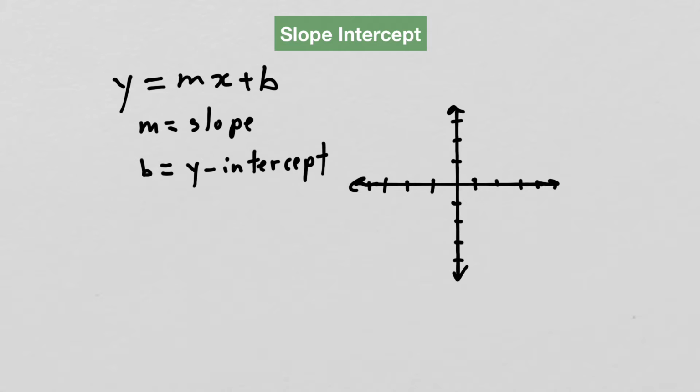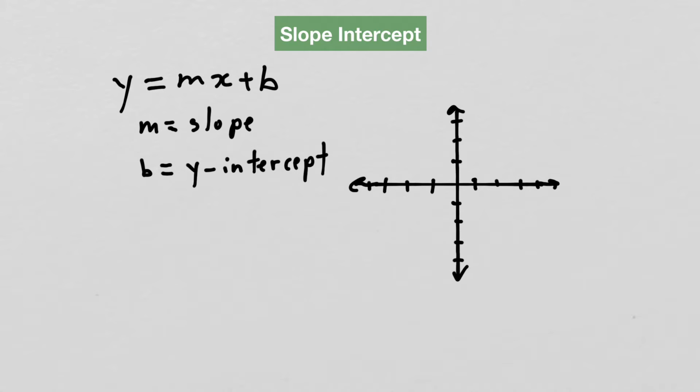Your y-intercept is where the function or the line crosses the y-axis. And then your slope is the angle of your line. So the best way to explain this is through an example.